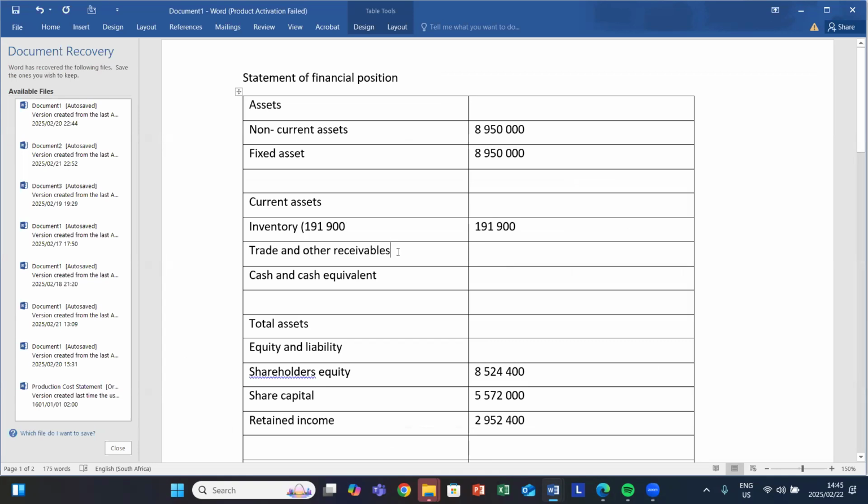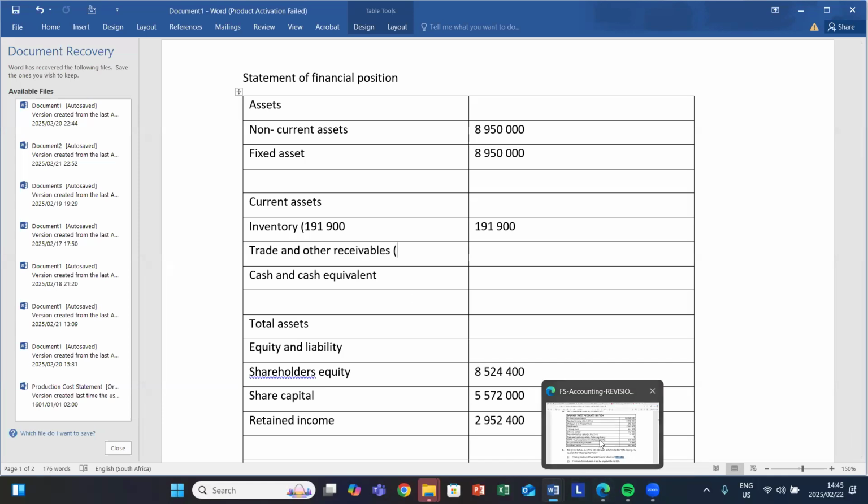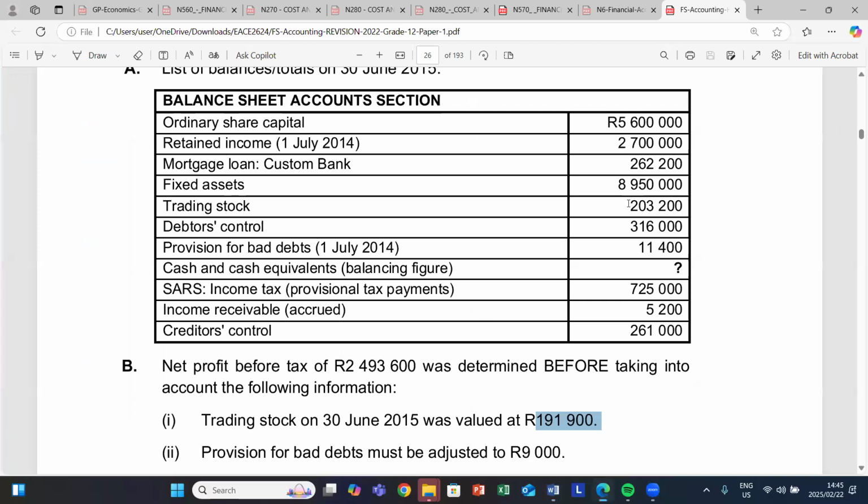If you remember very well, for trade and other receivable, you have a debtors control, right? In your note for trade and other receivable, you have debtors control. Let us check our debtors control amount. Our debtors control amount is 316,000. Debtors control, what do you minus?